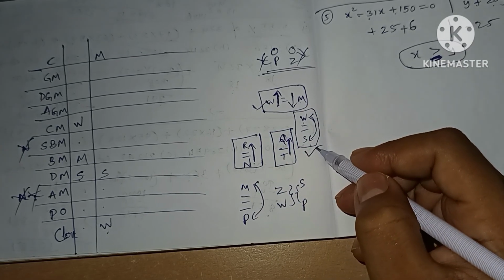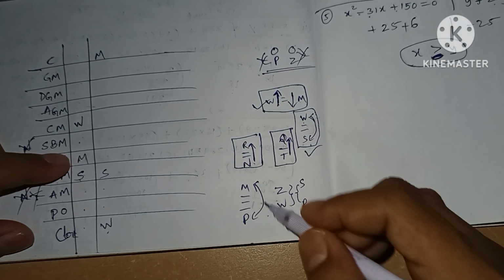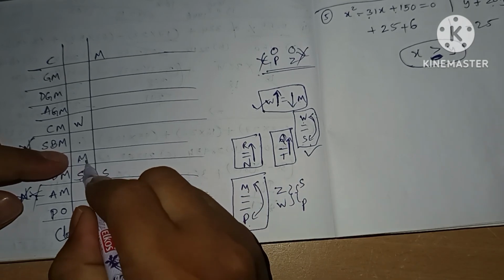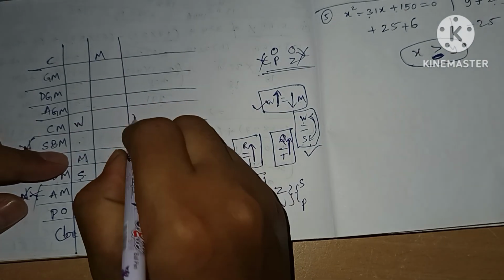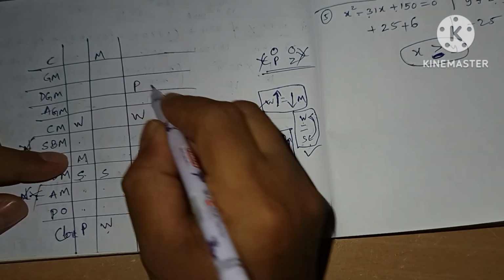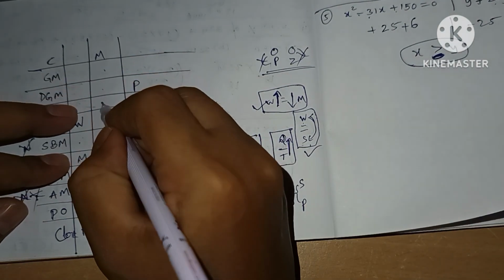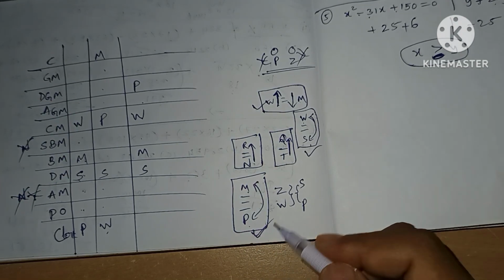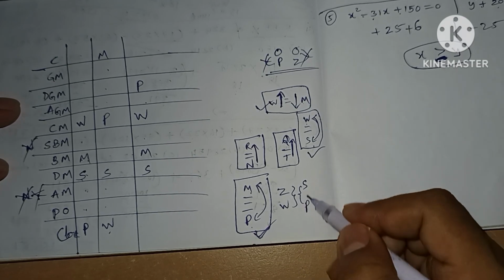Next, now we have M. If we have M, then we can get P. M 1 2 3, this is the place for P, or else we have another possibility also. 1 2 3, this is the place for P. Okay, this one completed. Here 1 2 3, place for P. Okay, this is completed.